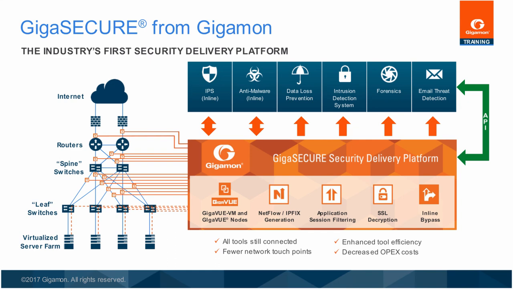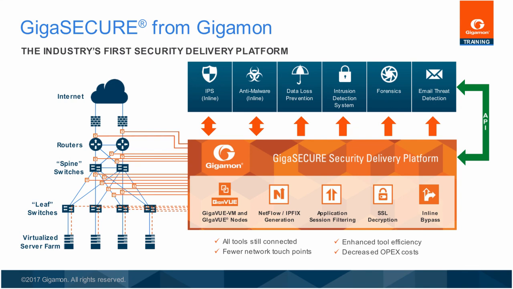NetFlow generation may be configured for any of the GigaSMARTs deployed within a visibility fabric, and additional GigaSMART modules can be added to specific nodes to increase the available resources in any one location. Thus, scalability is easily accomplished generally or in specific locations throughout a visibility fabric deployment.